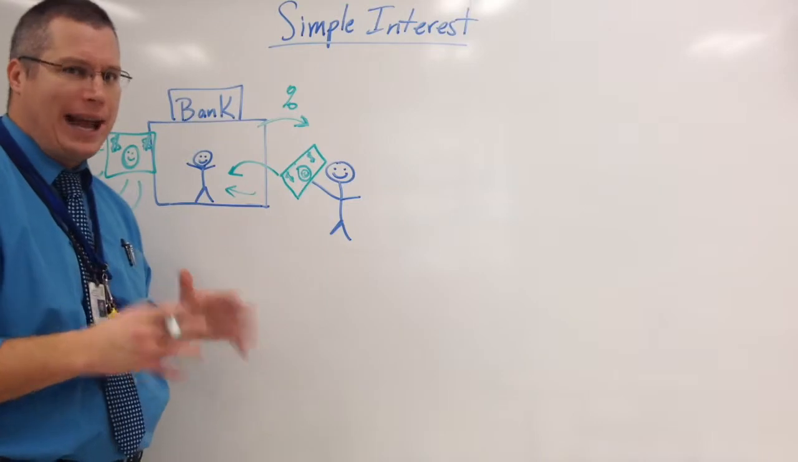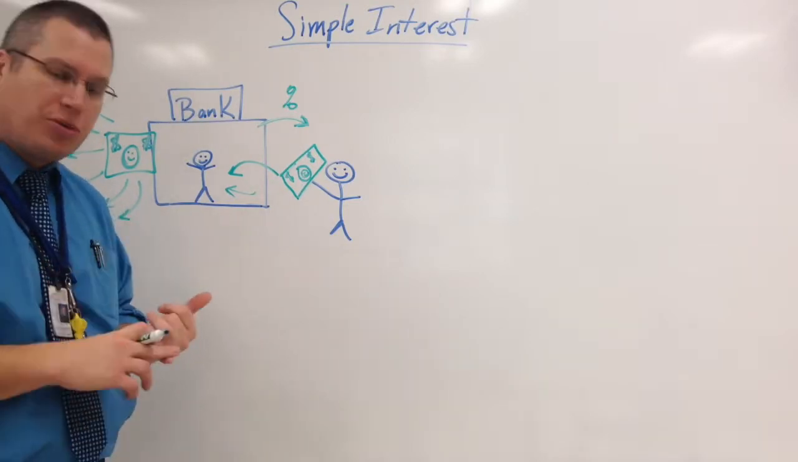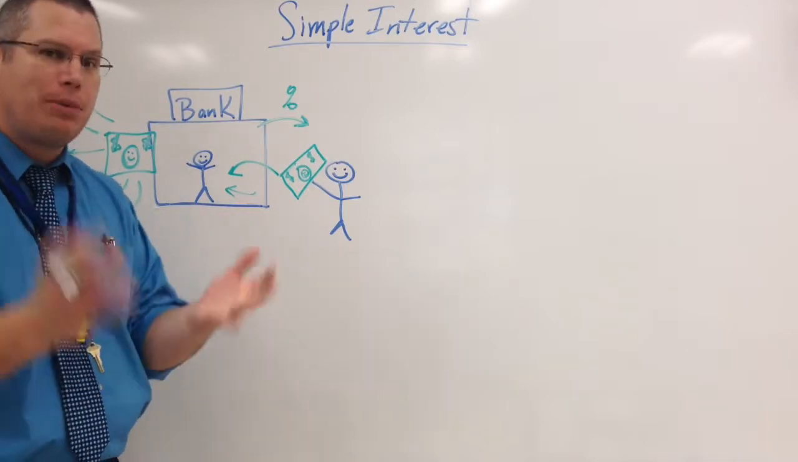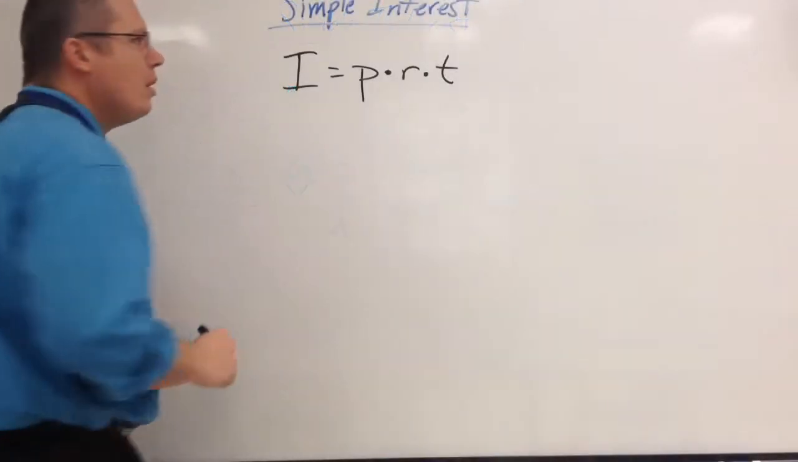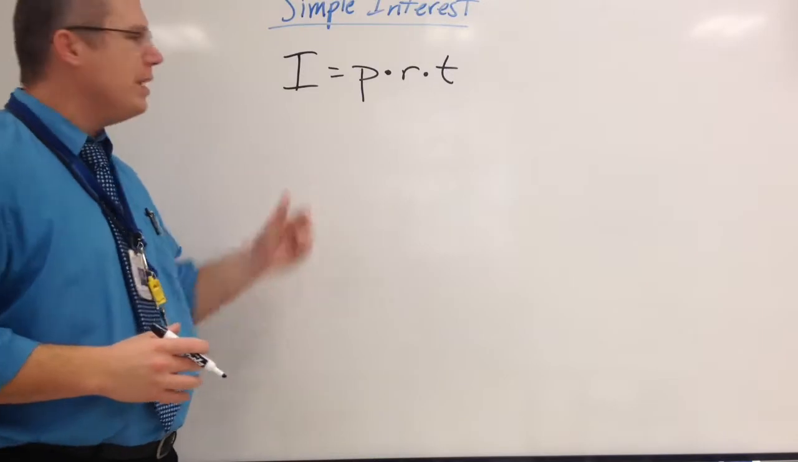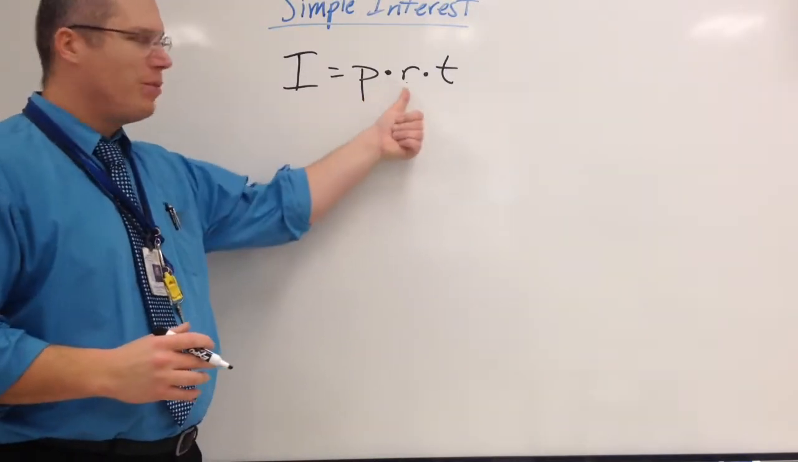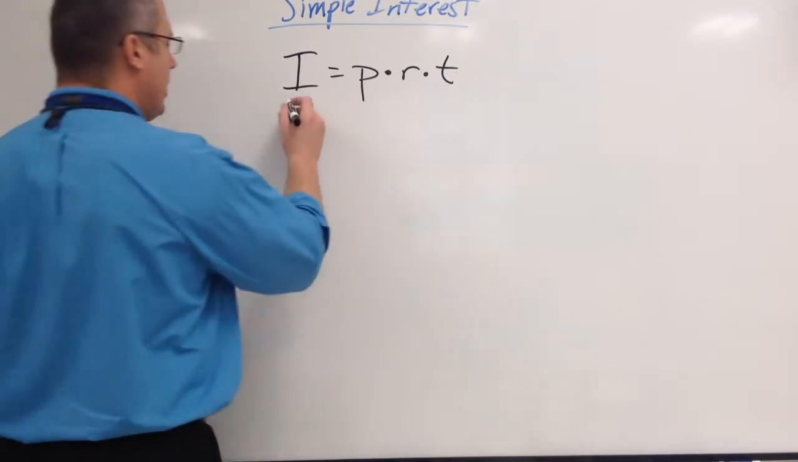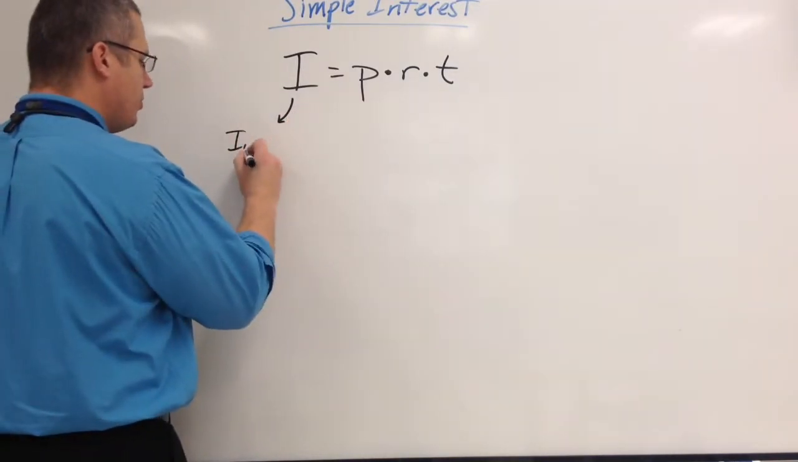So we're going to take a look at how to calculate how much interest you'll have, plus how much total you'll have, your savings plus your interest. The formula we're going to use is I equals P times R times T. Let's break these down so we understand what each one is. I stands for interest.